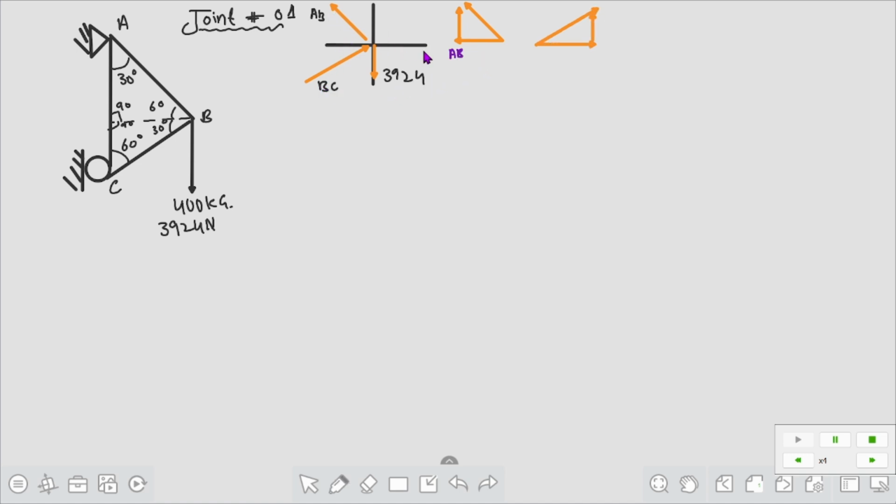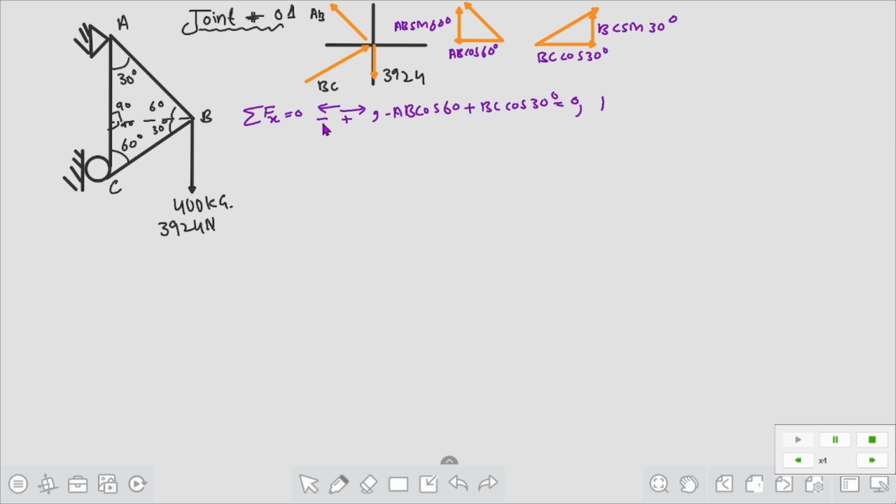If you resolve AB into its two components, they are AB cos 60 and AB sin 60, and if you resolve BC, they are BC cos 30 degrees and BC sin 30 degrees. So BC is at 30 degrees and AB is at 60 degrees. The summation of all horizontal forces acting on this joint equals 0. The force directed toward the left will be negative and the force directed toward the right will be taken as positive.